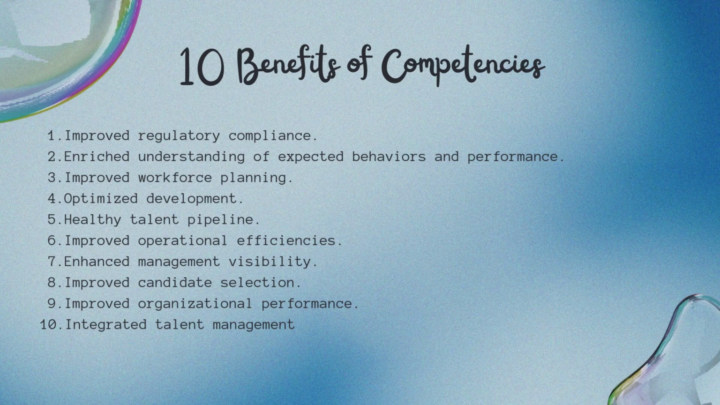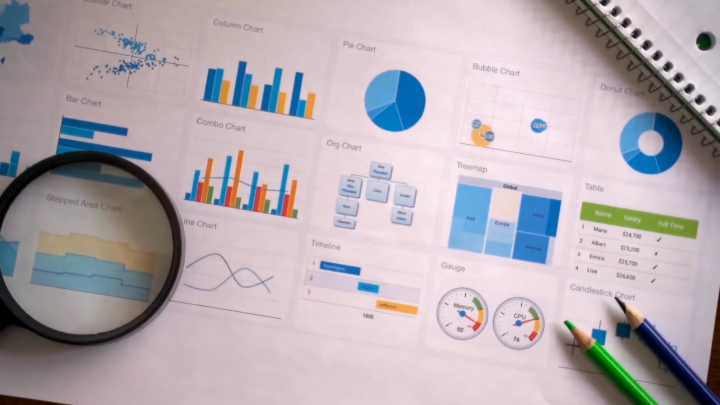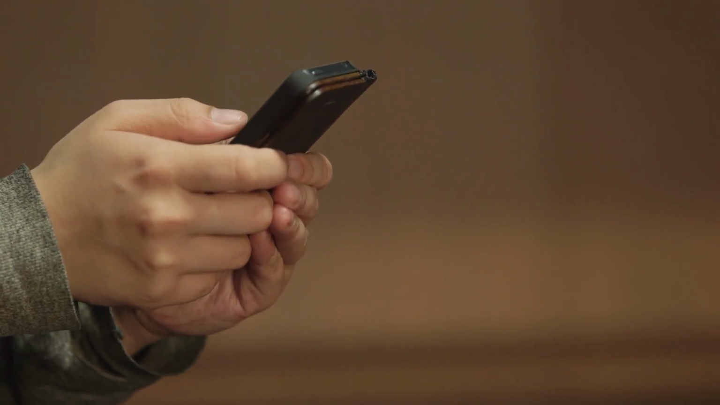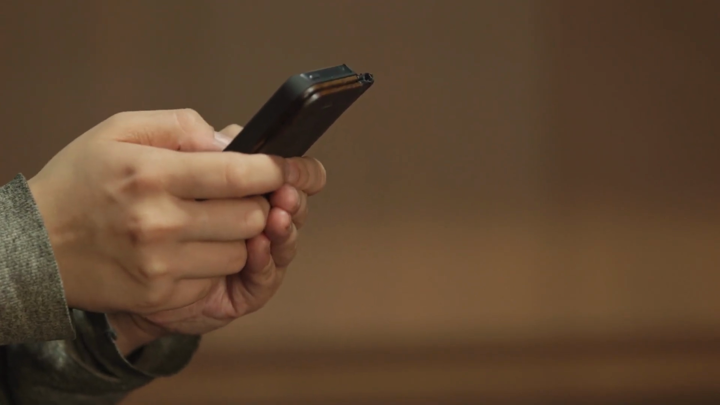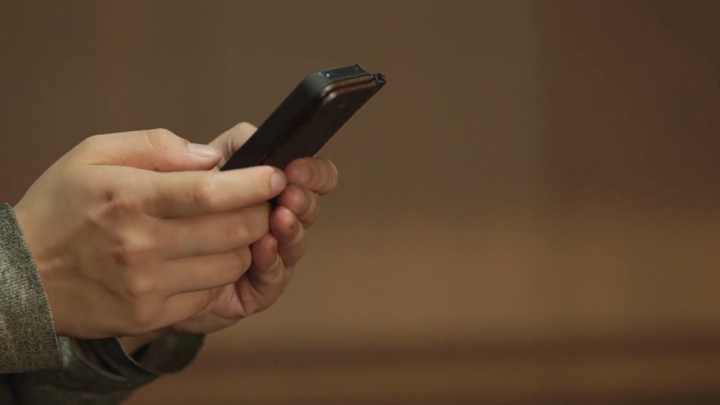Benefits of competencies. Besides its challenges, competencies of course have their benefits too. First, improve regulatory compliance. Second, enrich understanding of expected behaviors and performance. Third, improve workforce planning. Fourth, optimize development. Fifth, healthy talent pipeline. Sixth, improve operational efficiencies. Seventh, enhance management visibility. Eighth, improve candidate selection. Ninth, improve organizational performance. 10th, integrated talent management.